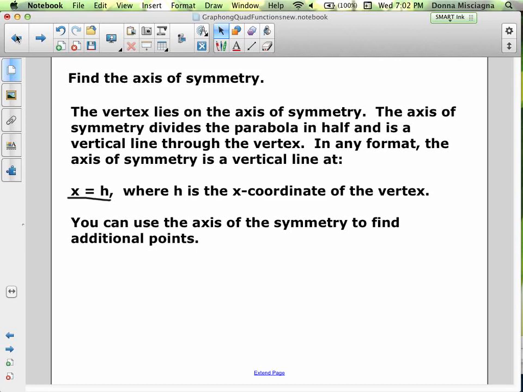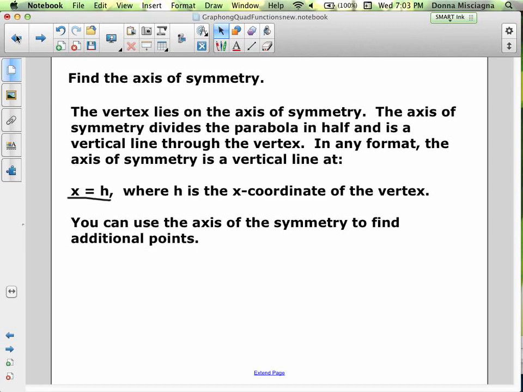It's nice to know where your axis of symmetry is and to graph it when we're graphing, because we'll be able to find points using our axis of symmetry. It has to be symmetric on both sides. That's why it's called the axis of symmetry, not the axis of asymmetrical. So the right side looks like the left side. If you've got a point to the right, you have to have the same point to the left. That's what's nice about the axis of symmetry.